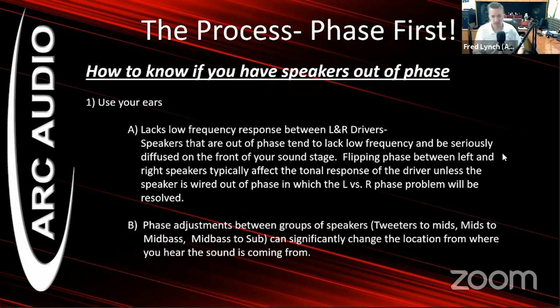Phase adjustments between groups of speakers, tweeters and mids and mid-bass, can significantly change the location of where you hear the sound coming from. A very common one is if you're running a two-way speaker system, or even a three-way, if you flip the phase on your mid-bass drivers, you can hear the sound jump up to the top of the stage or somewhere near it, and it can be refined with signal delay, which we're going to go over in a minute. Or you can hear the stage sounding really tall because you've got low frequencies coming from the floor of the car or out of the door panels, and the higher frequencies coming from up top on the dash where the A-pillars are.